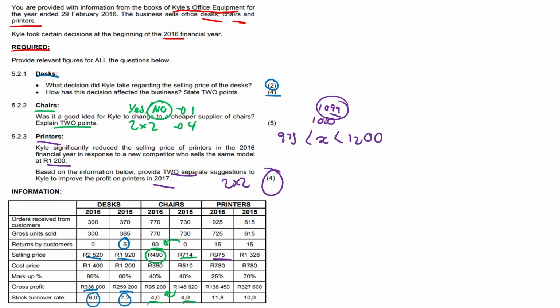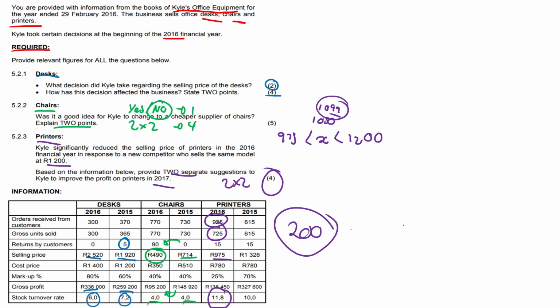Suggestion two, maybe you should plan the purchase of printers. So follow up on orders to meet the demand of 925 units. So guys, he received 925 orders, but he only managed to sell 725 in 2016. That's 200 orders that we couldn't meet because of, well, poor stock control. So he would need to, in other words, improve the stock turnover rate of 11.8.